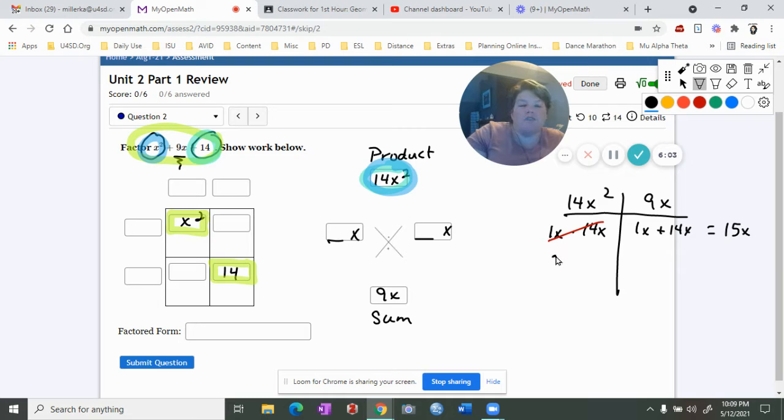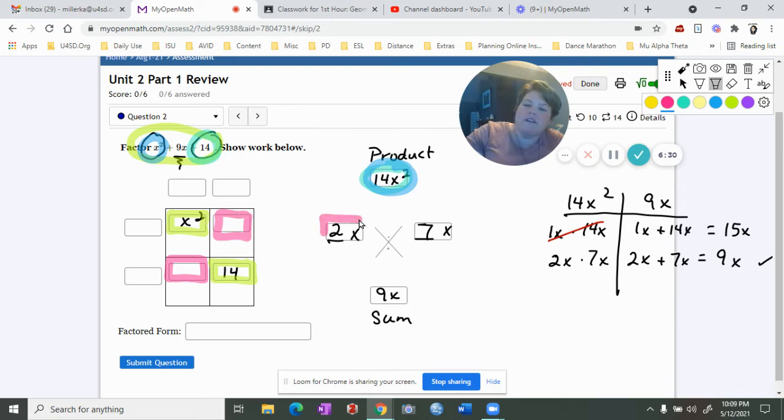Okay. So I can do 2x times 7x. 2 times 7 is 14. X times x is x squared. Well, that shows promise because 2 plus 7 is 9. All right, that one works. So my coefficients are 2 and 7. So that's what I put over here in these two spots. Okay.